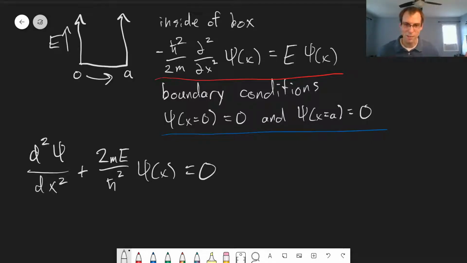So I want you to pause the video, take a look, and see if you can figure out what the solutions to this should look like based on what we saw in chapter 2 looking at the classical wave equation.